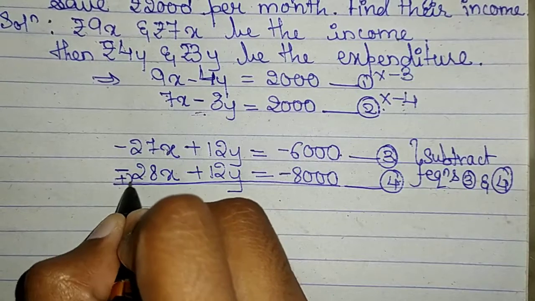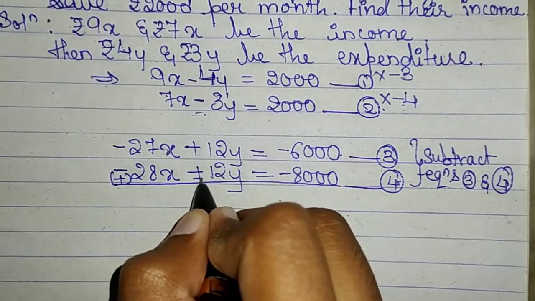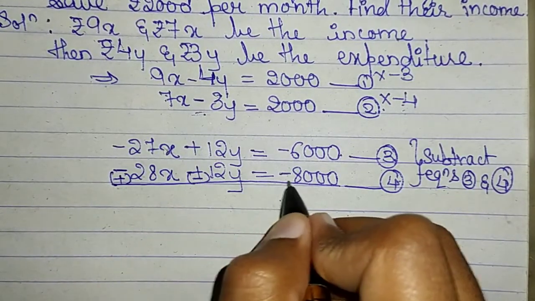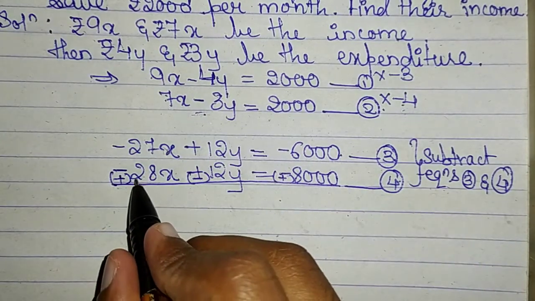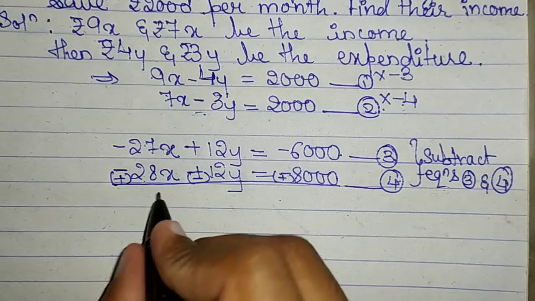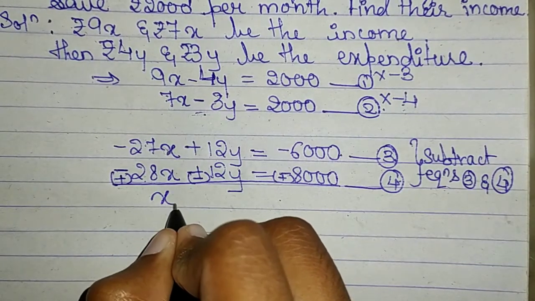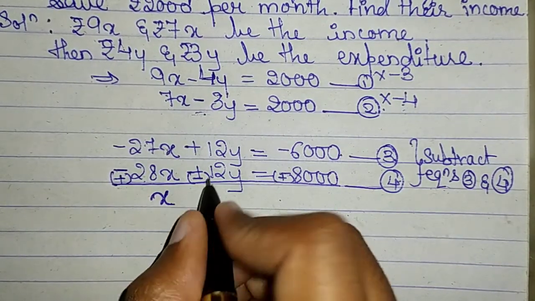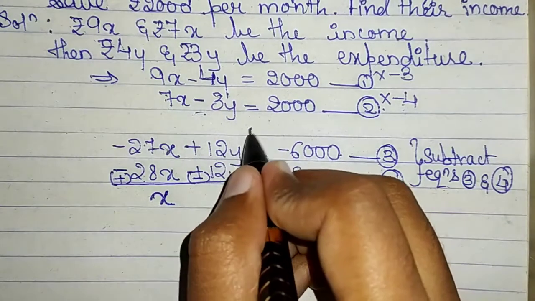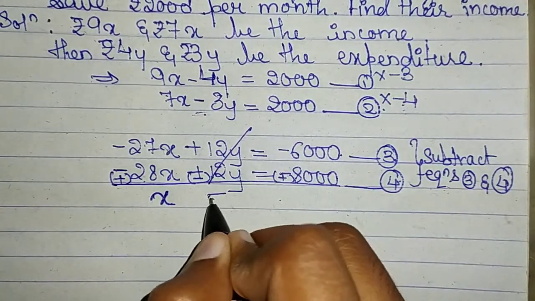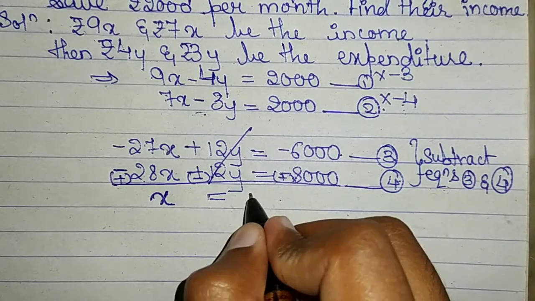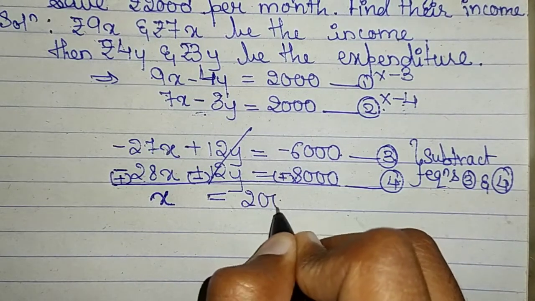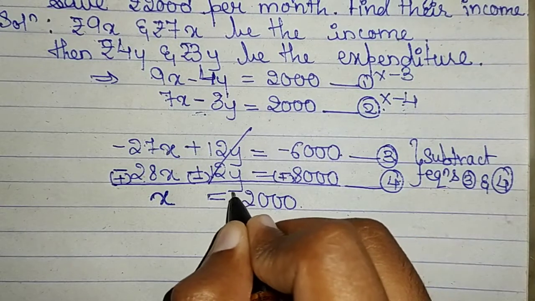We get, first, the signs will change for the terms at the lower part. So plus will become minus and minus will become plus. So now -27 plus 28 we will get x only, 1x. Plus 12y minus 12y cancels each other. So this is equal to -6000 plus 8000, we will get 2000 rupees.